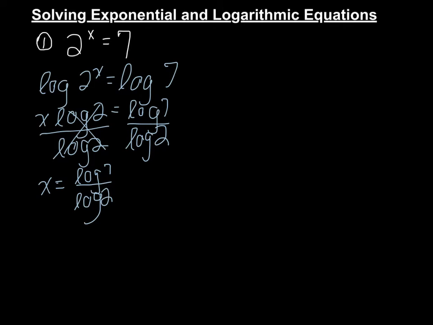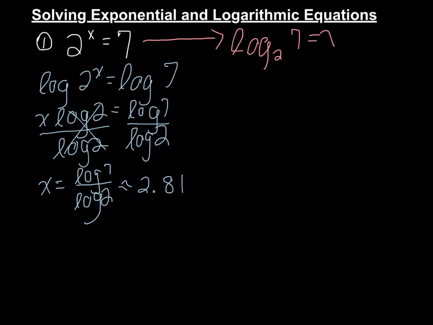to round to. So let's say they were telling us to round to the nearest hundredth. To the nearest hundredth, this would be approximately 2.81. Now the other way to solve this problem would be to rewrite it as a log. So it would be log base 2 of 7 equals x. You would again type this into your calculator. You're going to get the same answer, that x is approximately 2.81.